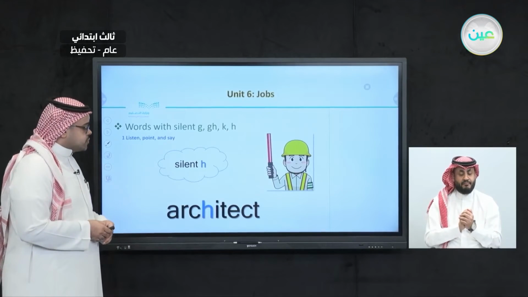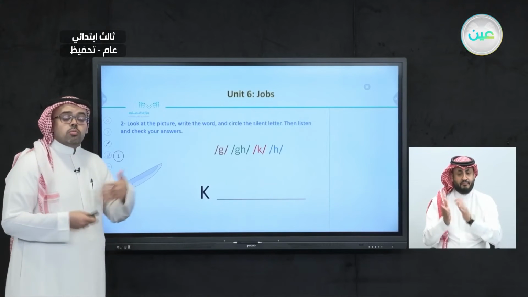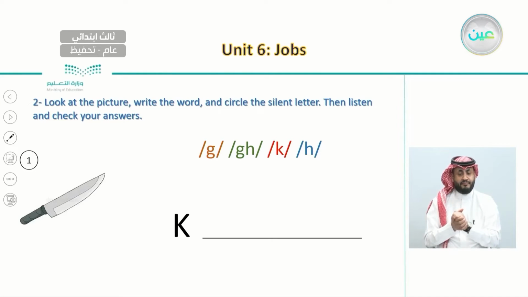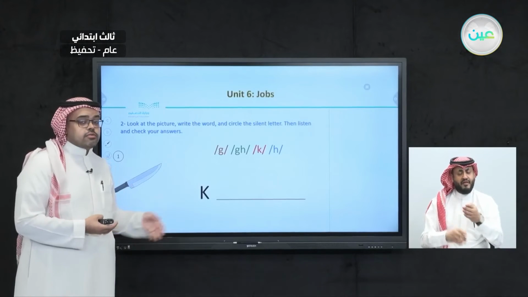So now let's move on to a more interesting part. In this exercise, I would like you to look at the pictures that you usually see here and write down the word, and after this I need you to circle the silent letter. Then you're going to listen and check your answers. So I will do the first one as an example, and you can help me to answer the rest.